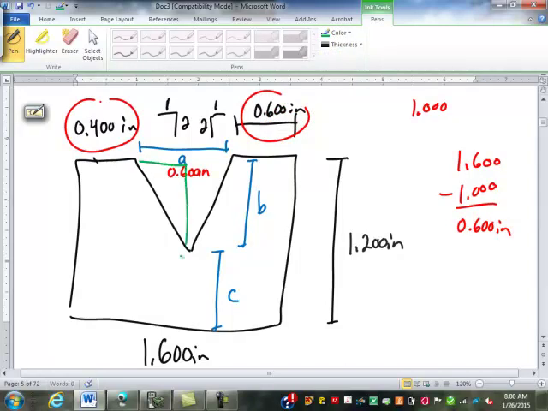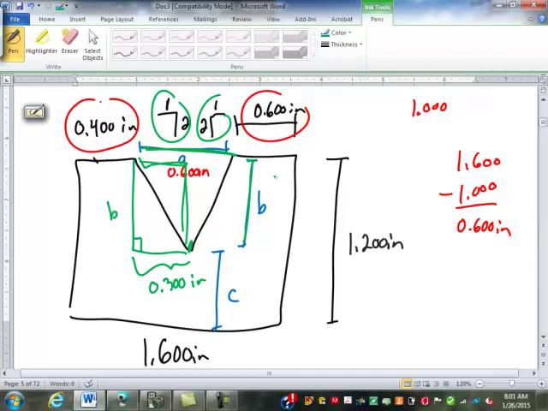Okay. We know this is dimension B, right? This is the height. Do we know this dimension? What is it? Where did that come from? Half the 0.6, yeah. 0.6 is all the way across. Since this taper is the same on both sides, this valley down here has to be halfway across. Good. How do we find B?